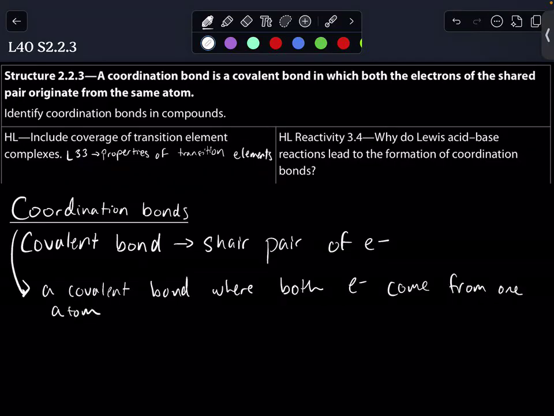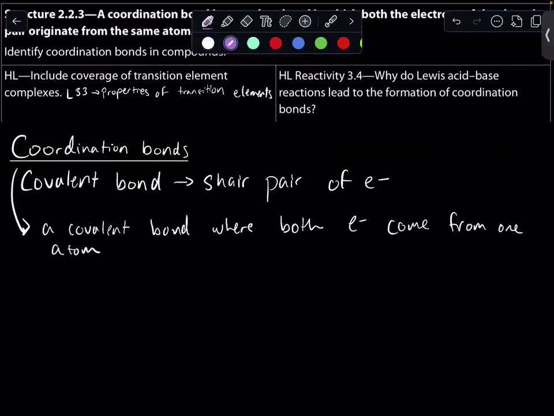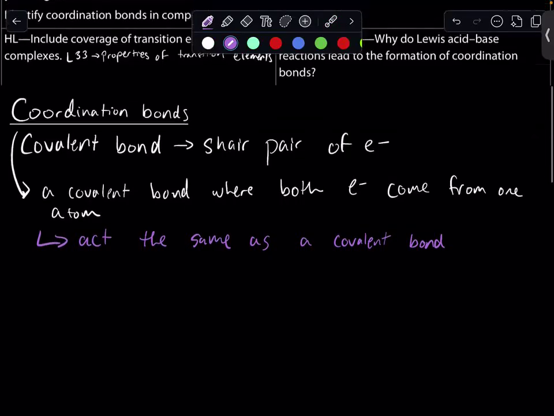And we have to meet a couple conditions for a coordination bond to work, but a couple things to know is that these act the same as a covalent bond, which means there's no actual difference when it comes to properties. Strength, size, all that will be exactly the same. Now, I said we had to meet some conditions.